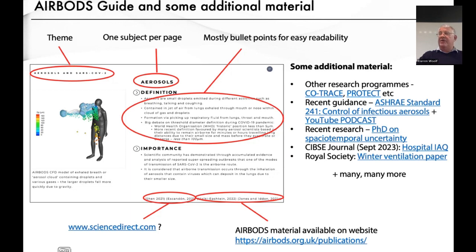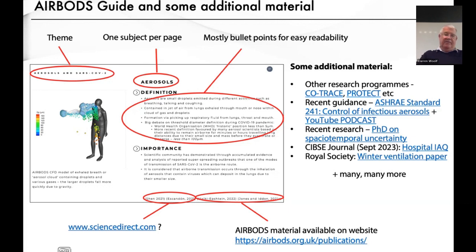There are some other research programs. We knew CoDE-TRACE well, which was focused on schools. Our research assistants had joint seminars with the CoDE-TRACE research assistants. There's PROTECT as well. There was a more recent guidance, such as ASHRAE Standard 241 on control of infectious aerosols. And as part of the marketing of that, just very recently, there's a YouTube podcast. I recommend that if you're going to get into ASHRAE Standard 241, you go to the podcast to start with. And by the way, when you get the PDF of these slides, there's a lot of embedded links, so you'll be able to hopefully just click and go.